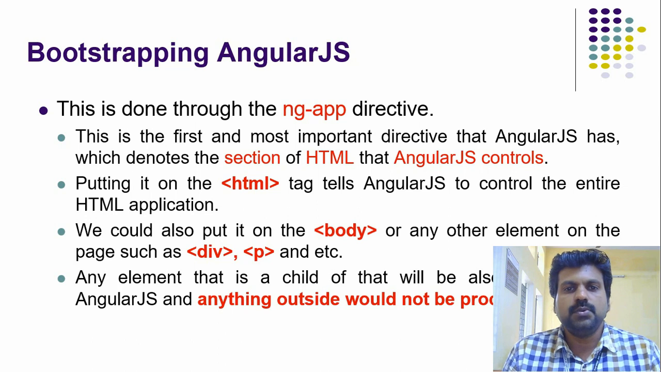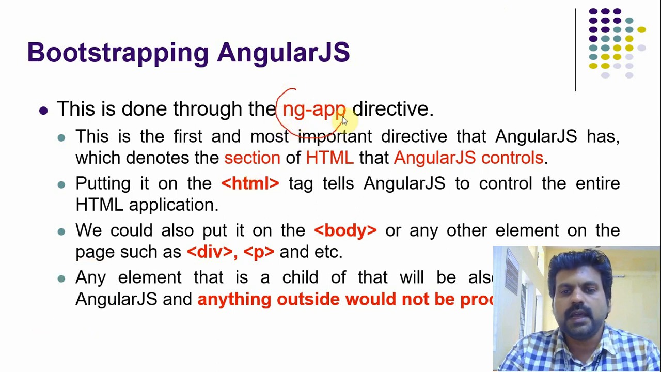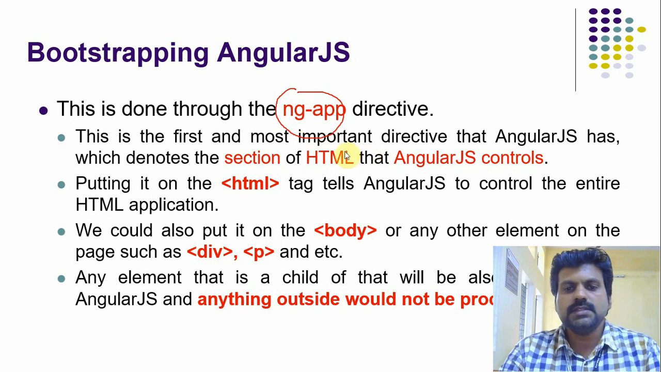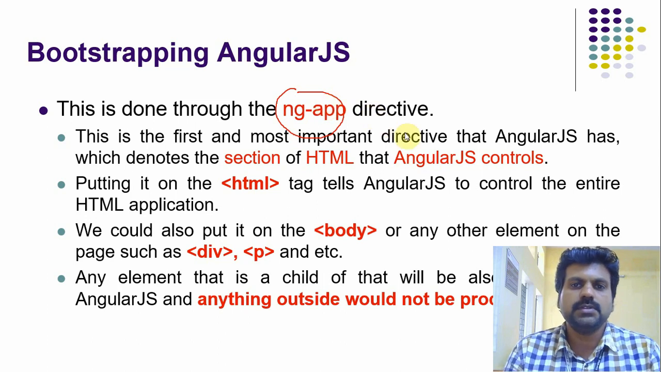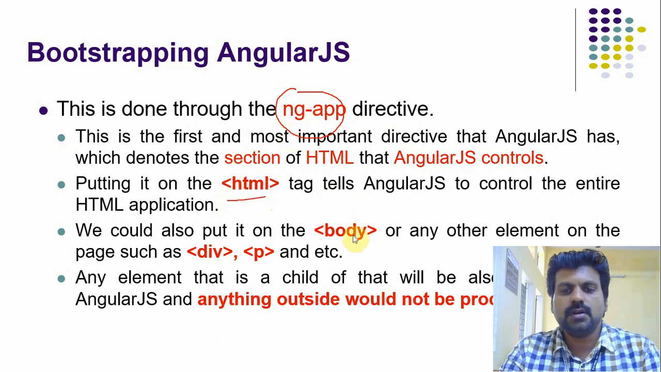Now let us understand how to start working on an AngularJS program, and how to bootstrap AngularJS in our HTML program. This bootstrap is done using one very important directive called the ng-app directive. The ng-app directive defines the AngularJS application to be used inside the HTML program. It tells the browser to integrate the AngularJS framework inside the HTML document. You can include it in the HTML tag, in the body tag, or anywhere.